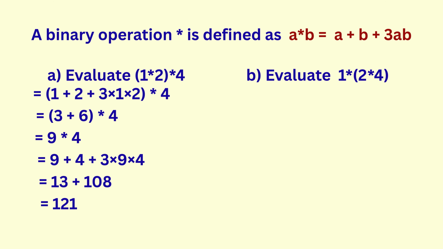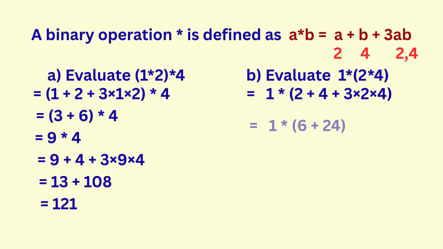Again, we need to calculate the bracket first. So replace A with 2 and replace B with 4, and we get 2 plus 4 plus 3 times 2 times 4, which is 6 plus 24. So the bracket works out to be 30. So now we need to find 1 star 30.